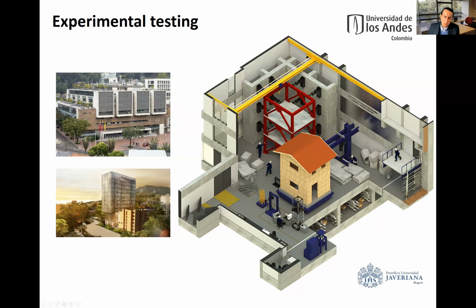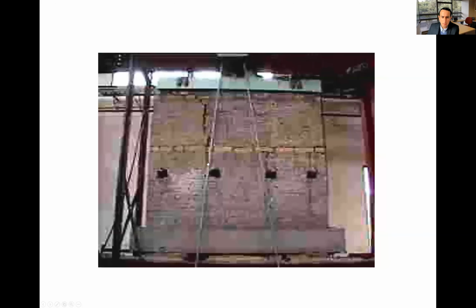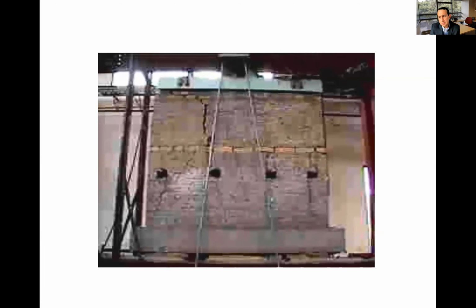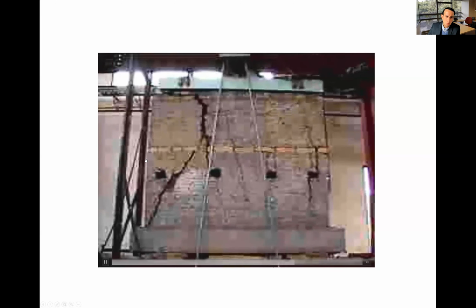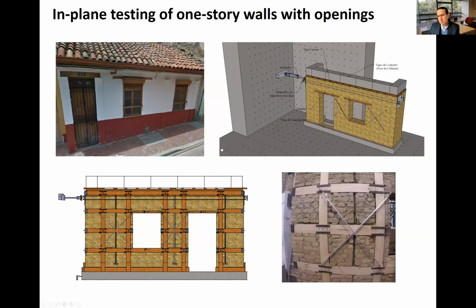Especially, I have a PhD student who works for that university. So we have been doing testing also at that university. Initially we do this kind of testing, in which we apply horizontal load to measure the in-plane capacity of the walls. We see in adobe a lot of cracks, while when you go to, for example, rammed earth, you see only some cracks show up. And then you get, in this case, this big part of the wall becoming unstable eventually. That's the way these big blocks of rammed earth will eventually collapse.